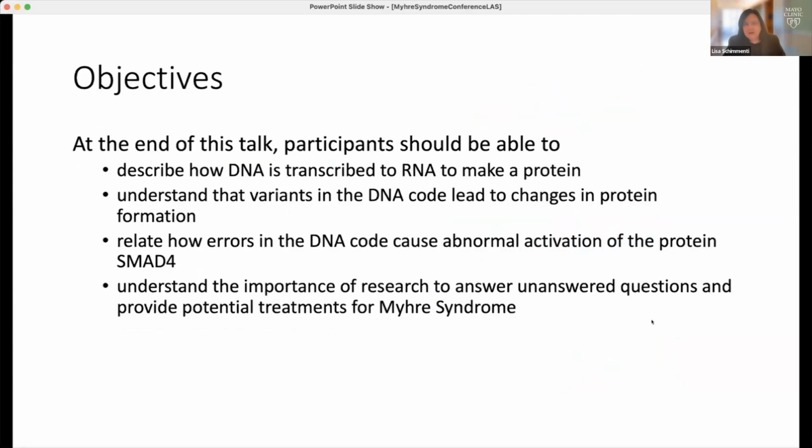the objectives of this talk. Individuals should be able to describe how DNA is transcribed to RNA to make a protein, to understand that variants in the DNA code lead to changes in protein formation, to be able to relate how errors in the DNA code cause abnormal activation of the protein SMAD4, and then to understand the importance of research to answer unanswered questions and provide potential treatments for Myhre syndrome. And you heard a lot about that this morning from Dr. Lindsay.